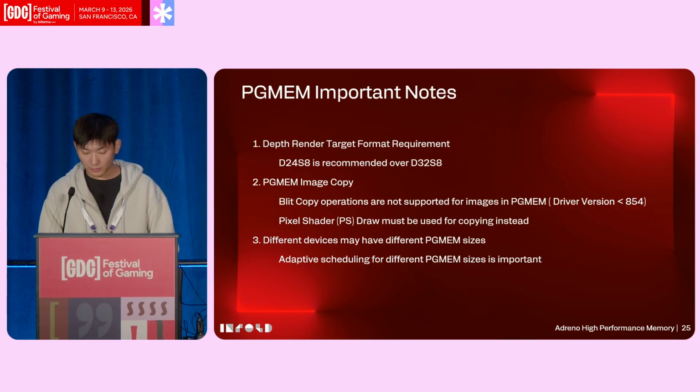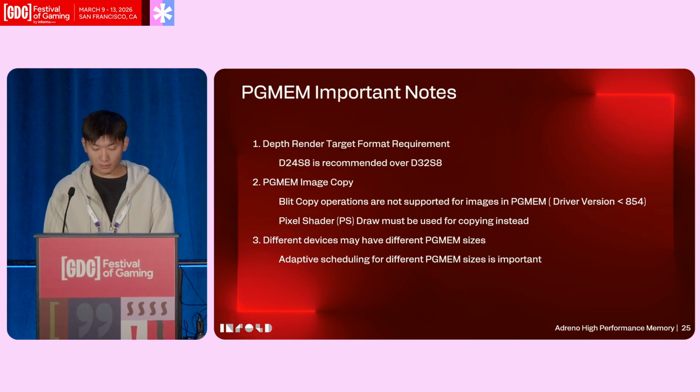Here are some very important notes. First, let's talk about the depth stencil RT format. We recommend using D24S8 instead of D32S8. The first reason: D32S8 uses 9 megabytes of page memory if the RT is 720p, but D24S8 only uses half, 4.5 megabytes. And the second reason, D32 may cause some display artifacts.